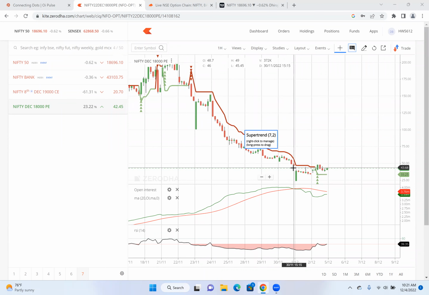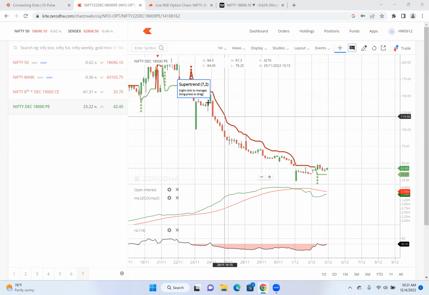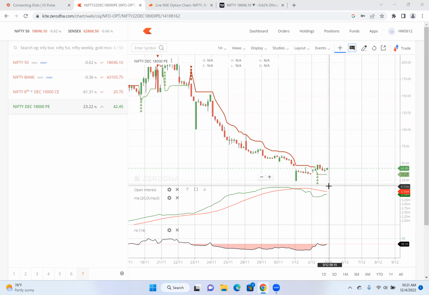This is 18,000 put option. You would have exited on 2nd December. On 2nd December, you would have booked your profit. I will not hold it now. Right now, I am not going to hold 18,000 put option because I already made that profit. Is this helpful? Is this clear to you guys?